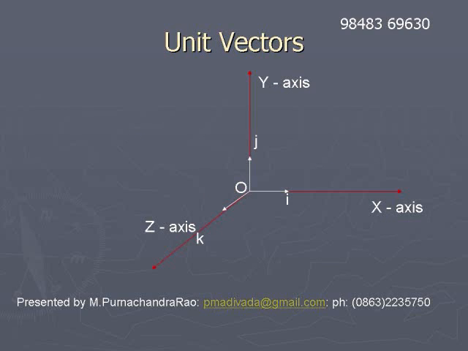Unit vectors, orthogonal unit vectors. We represent three unit vectors along the x, y and z axes. They are named i, j, k. The unit vector along the x-axis is termed as small i. The unit vector along the y-axis is termed as small j. And the unit vector along the z-axis is taken as small k. These are known as unit vectors along the x, y, z axes.